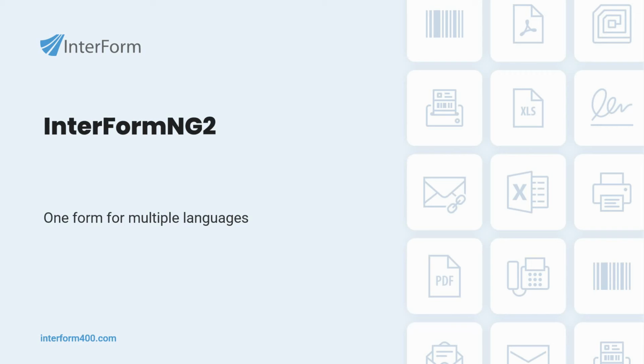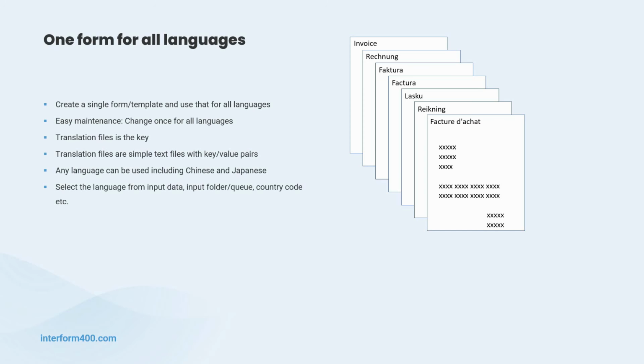In this video I'll show you how we can create one form and still output into multiple languages. Let's look at this scenario. You want to create an invoice, but you want to address the customer in the language of the customer that receives the invoice. And for this you might consider to create one form or template for each of the languages that you want to output. But instead you can consider to use translation files.